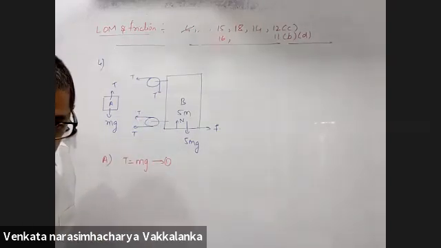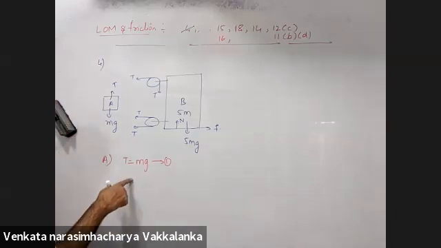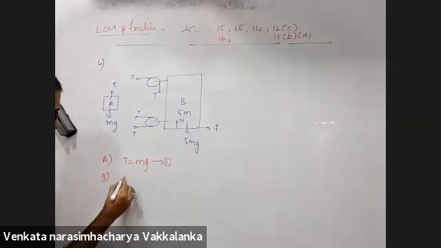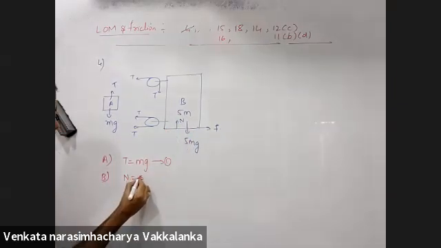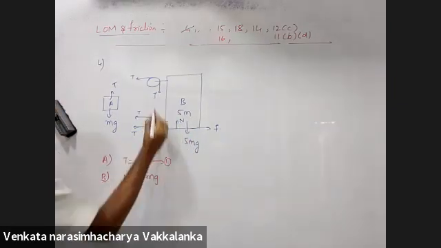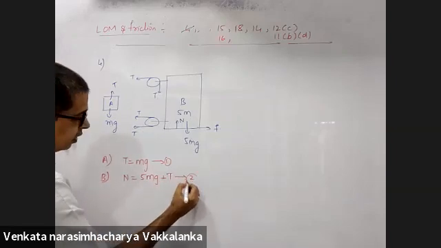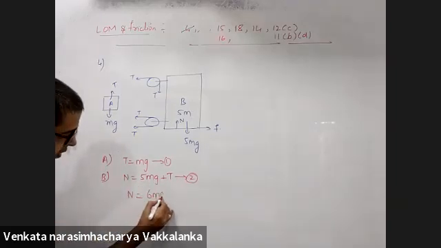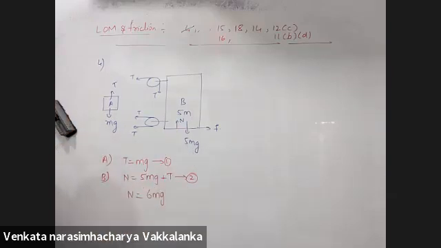Now, for B along the y-axis, this N should be equal to 5 mg plus T. Do you get that? 5 mg plus T. You know already T is mg. So how much will N turn out to be? 6 mg. This normal force will turn out to be 6 mg.